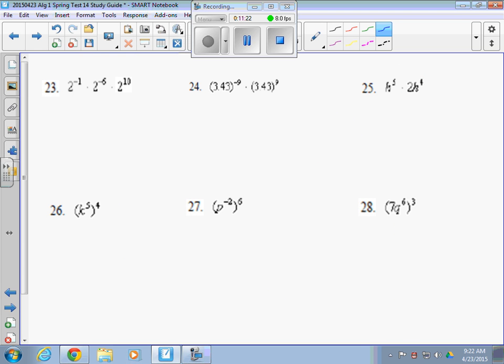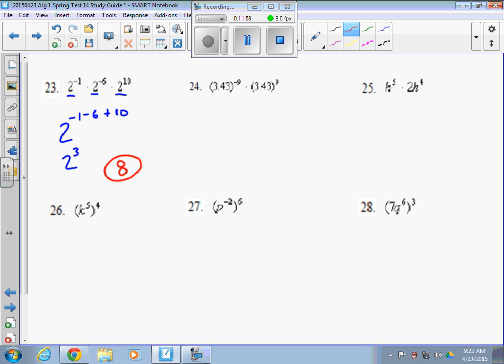Number 23, all of your bases are the same: 2, 2, and 2. Remember, when you multiply in the same bases, you add exponents. It becomes 2 to the negative 1 plus a negative 6, which means minus 6, plus a positive 10. So negative 1 minus 6 is negative 7, and negative 7 plus 10 is positive 3. So you have 2 to the positive third. 2 times itself 3 times: 2 times 2 is 4, times 2 is 8, is your simplified version.